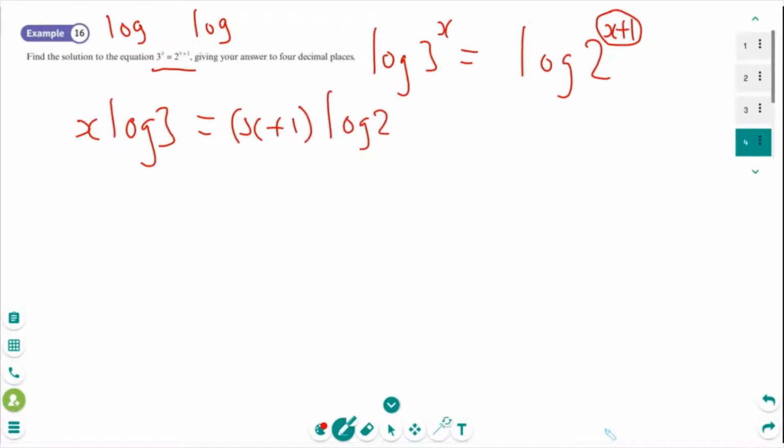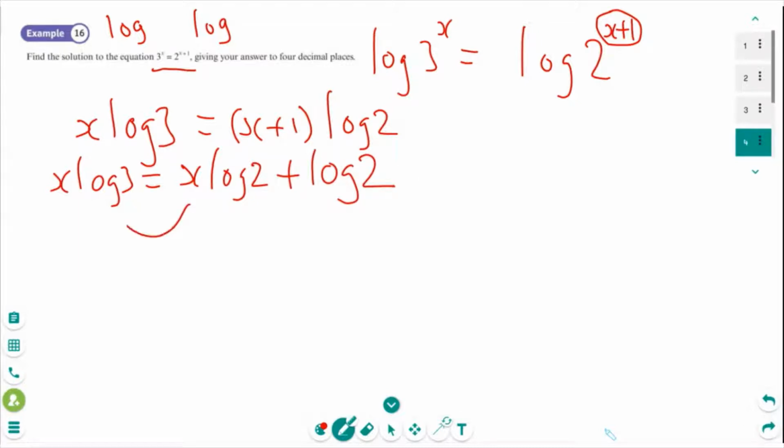Okay, so then you can just try and solve it. Just a linear equation. Okay, so you can expand the brackets. x log 2, 1 times log 2. So it's x log 2 plus log 2. Then you just move the x terms together on one side.